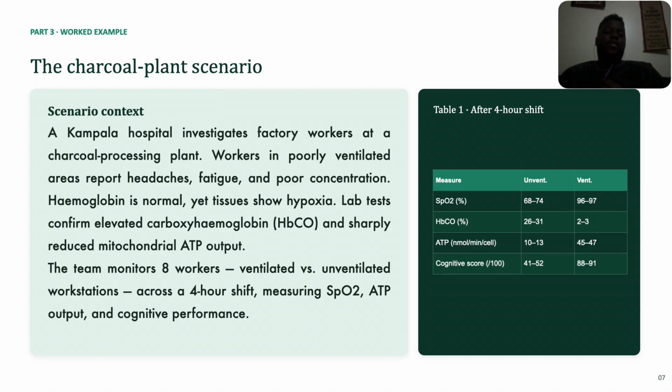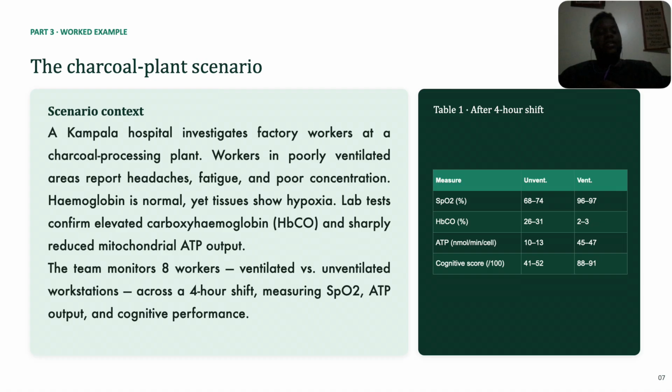So the first time you read a scenario, you are going to skim through it. Now you read it again, pointing out the things that you have missed. Okay, so let's read it again. They told us that a Kampala hospital investigates factory workers at a charcoal processing plant. First of all, we have a charcoal processing plant, meaning these people probably work in environments where they are burning charcoal, which requires oxygen. So most of them should be in an oxygen deprived environment.